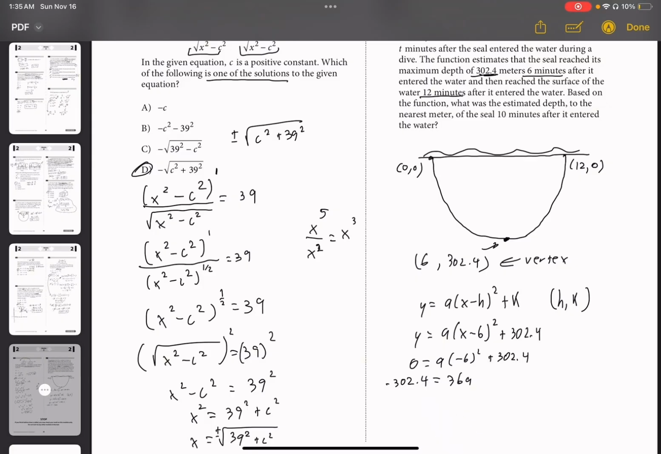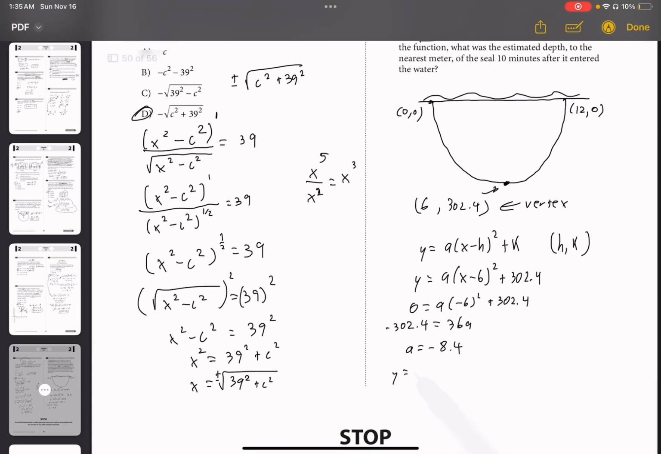Now we divide by 36, so we get 302.4 divided by 36. That is going to give us a is equal to negative 8.4. So y is equal to negative 8.4 times (x minus 6) squared plus 302.4, and it's asking for the estimated depth 10 minutes in. So we have y is equal to negative 8.4 times (10 minus 6) squared plus 302.4.